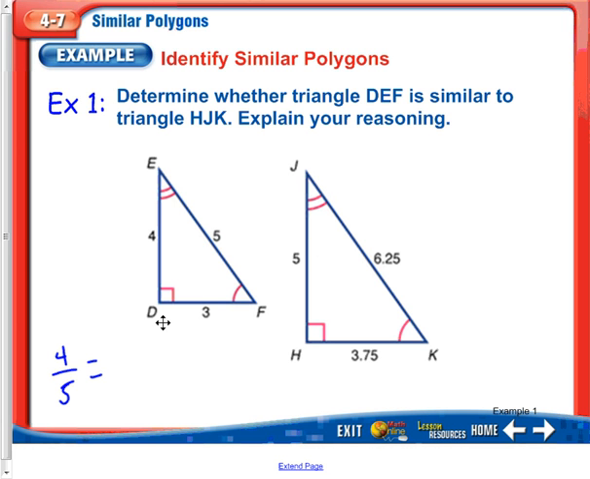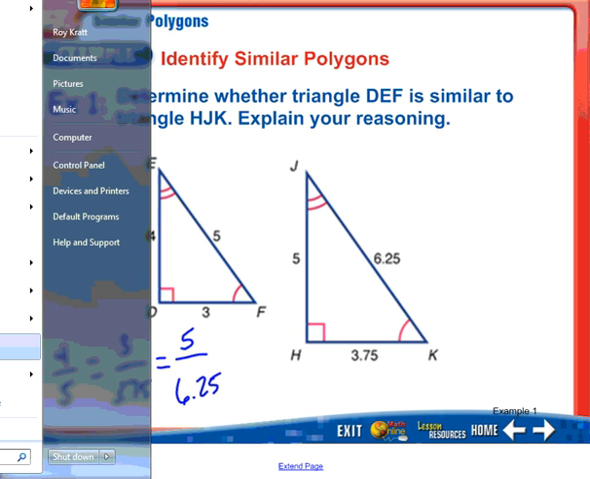And we want to see if that's equal to, now since I put this triangle on the top with 4, I'm going to keep all of these numbers on the top. So I'm going to say 3 over 3.75. And then 5, that needs to go on top, 5 over 6.25. And now I need to determine whether or not all of these ratios are equivalent. So if I need to, I can get a calculator out.